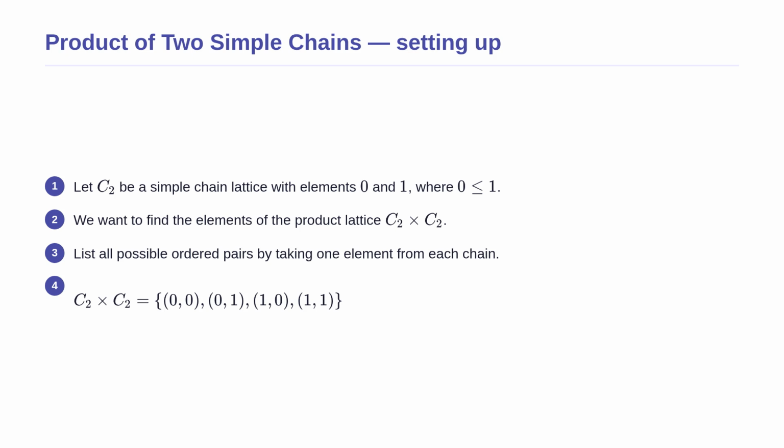First, we list all possible ordered pairs by taking one element from the first chain and one from the second chain. Think of it like flipping two coins. This gives us four possible combinations, forming the complete universe of our new product lattice.